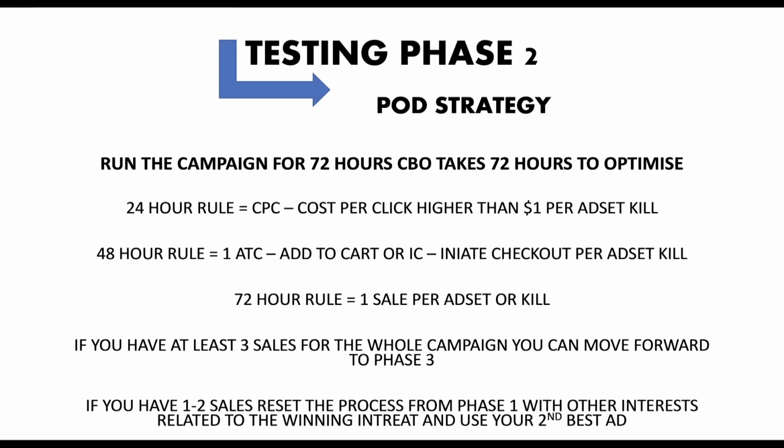If you have at least 3 sales for the whole campaign in phase 2, you can move forward to phase 3. If you have between 1 and 2 sales, reset the process from phase 1 with other interests related to the winning interest and use your second best ad. So basically what that means is you're going to want to use more suggested interests related to the winning interest, but the ones that you've not used before. And instead of using your best performing ad, use your second best performing ad.